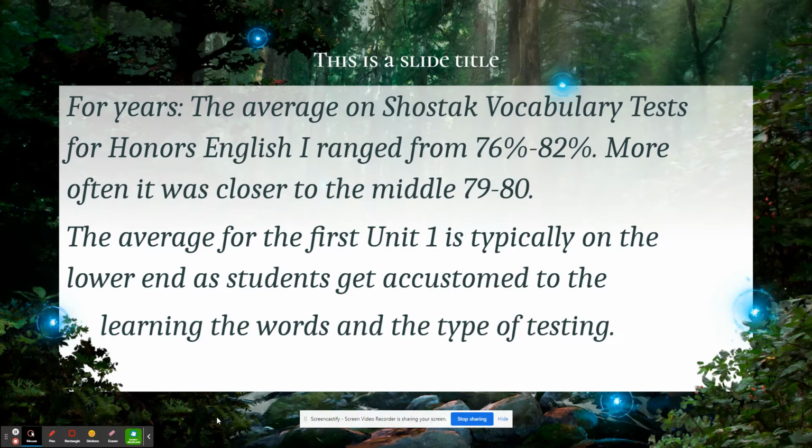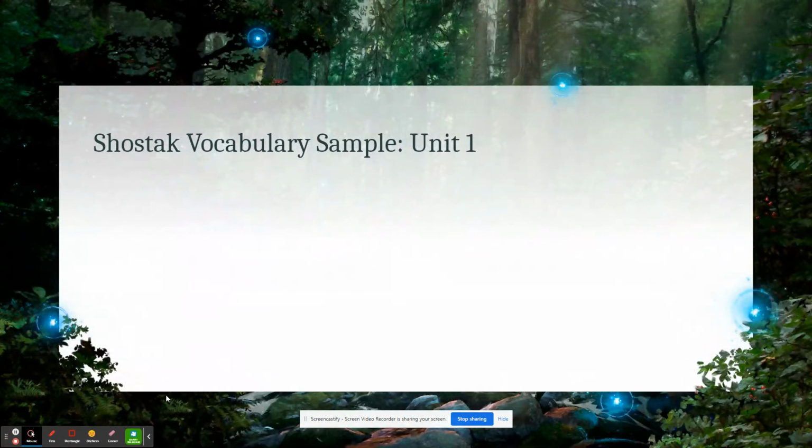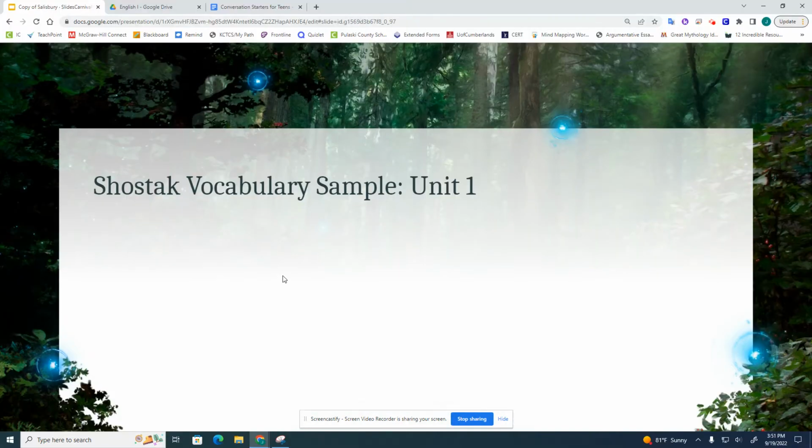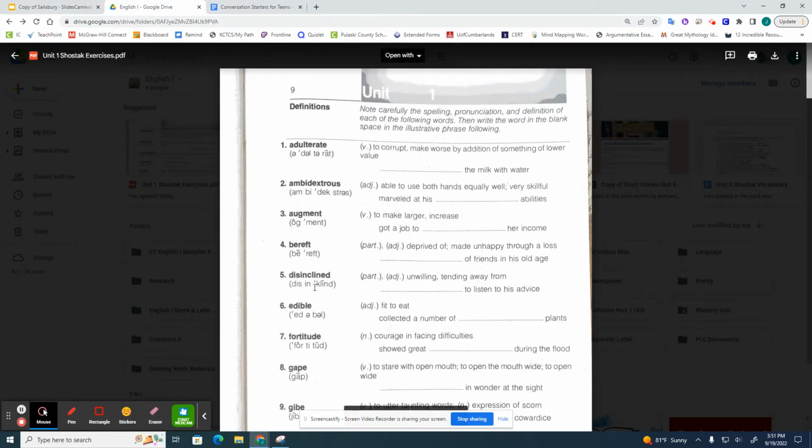We don't just do matching of the meanings of the words. We actually do synonyms, antonyms, and fill in the blank. And then when we do the units 1 through 3 test, the students also do analogies. So they kind of have to get used to that. So I wanted to share with you a sample of what this looks like, just in case you haven't seen it. Those who have taught Honors English 1 have seen this before, obviously, and they use it.